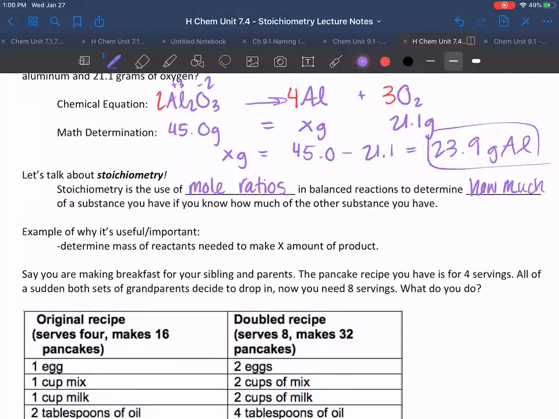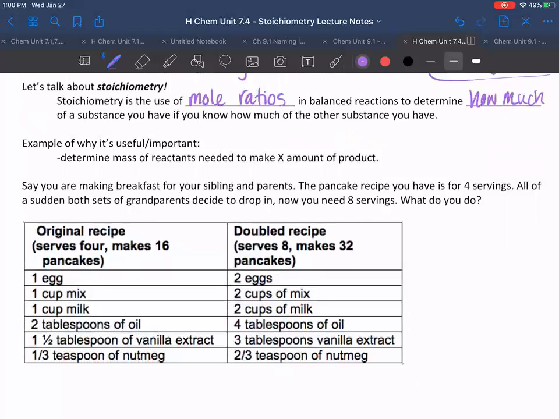Such an easy thing to relate this to is cooking. Let's say your original recipe serves 4, you have your sibling and your parents, and you're going to make breakfast. And all of a sudden, both sets of grandparents show up. What do you do? You just double the recipe, right? In doubling the recipe, you have to double all the proportions or else it won't turn out right. If you can relate stoichiometry to cooking, honestly, a lot of chemistry is related to cooking.